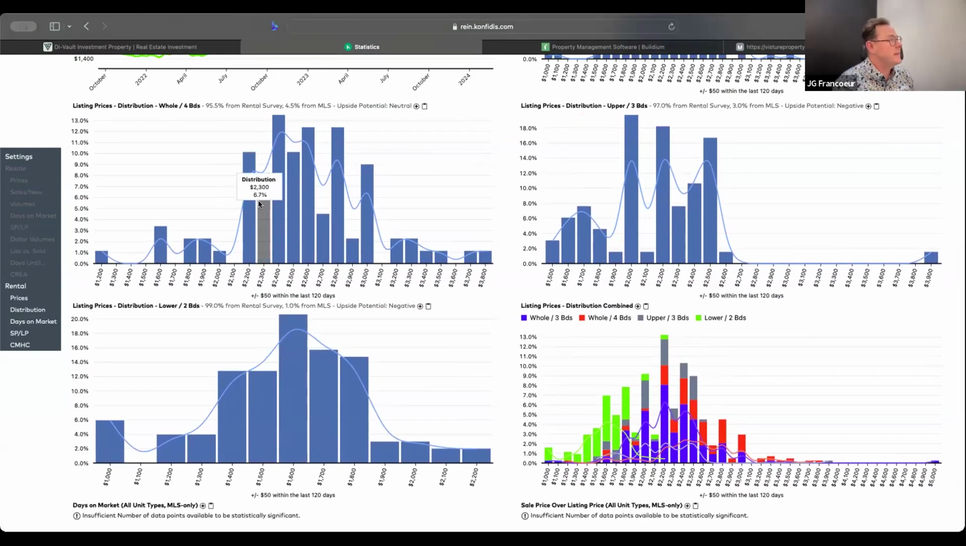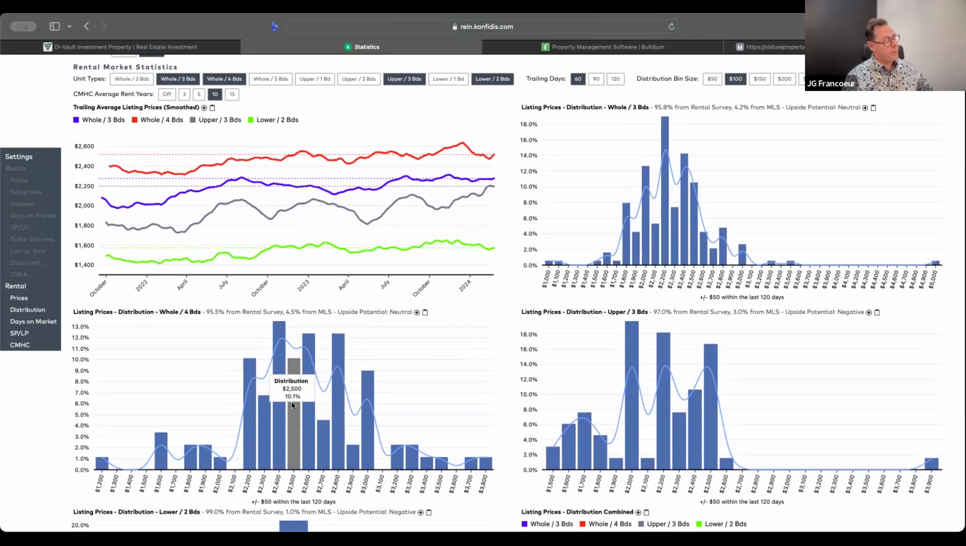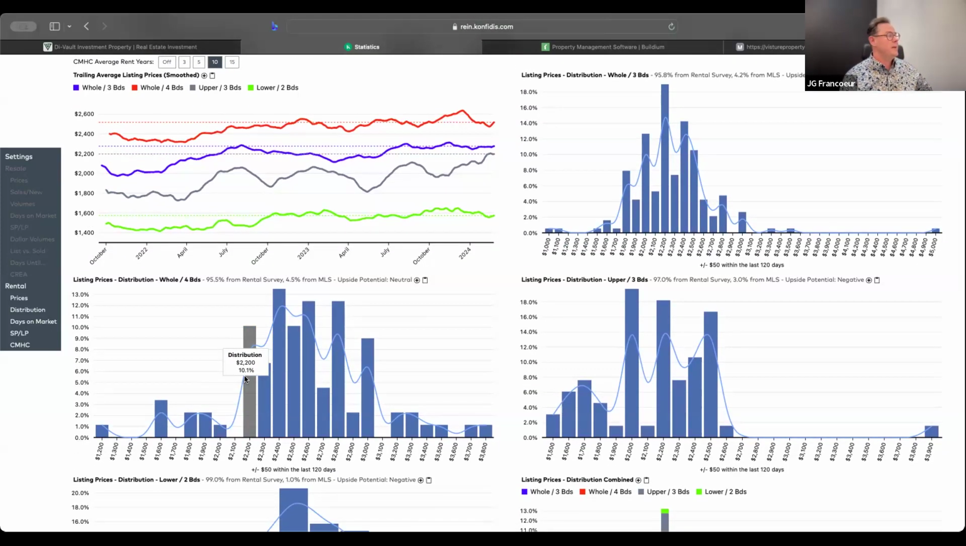Now, where's 3 bedrooms? Let me start here. 3-bedroom homes in Windsor. The distribution is between 1,800 and 2,800, but the bulk of it is happening between 2,000 and 2,500. So I'd say you're probably going to get 2,300, 2,400, 2,500 for your 3-bedroom home. A 4-bedroom home is going to go for somewhere between 2,200 and 3,000, with the bulk of the distribution happening between 2,400 and 2,800. So you're probably going to get 2,600, 2,700, 2,800.